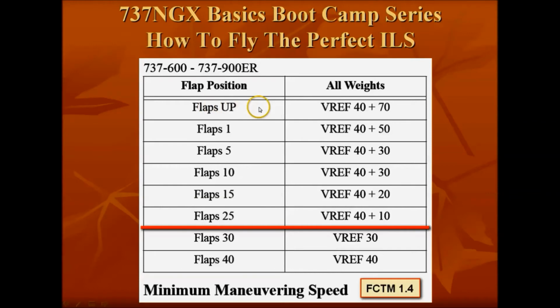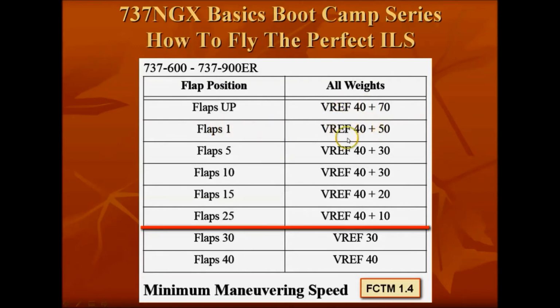So let's take a look at flaps up, for example. What's the maneuvering speed for flaps up? The maneuvering speed is VREF 40 plus 70 knots. So these are all VREF 40. Now, that's the part that I think confuses some of the flight simmers. It says VREF flaps 40, but that doesn't have anything to do with what you're landing at. You can still land at flaps 30. Doesn't change these numbers up here at all. But maneuvering speed for flaps up is the VREF for flaps 40 plus 70 knots.